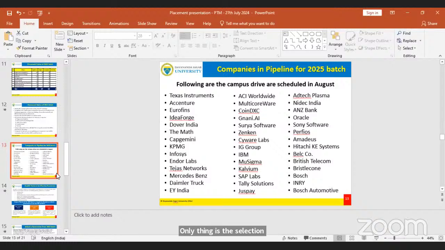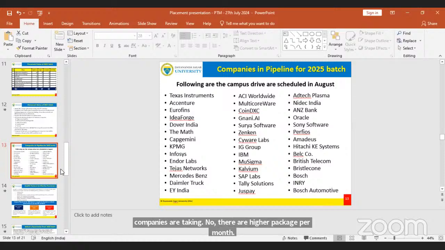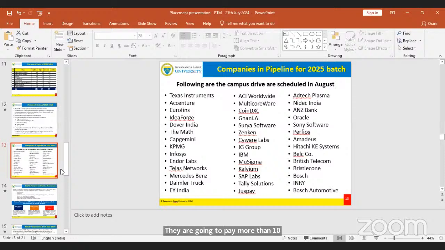And apart from that, these are the companies that are there. In this, the majority of the companies are going to pay a higher package, more than 10 lakhs, 15 lakhs packages. So all the students who seriously want a job, please ensure that you are available for this and you have to come with complete preparation and get it done.